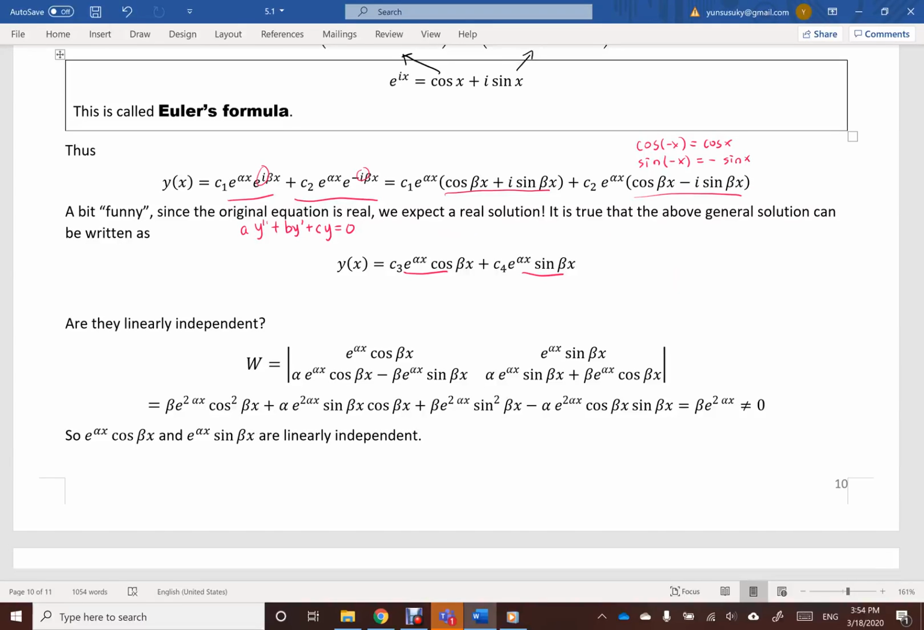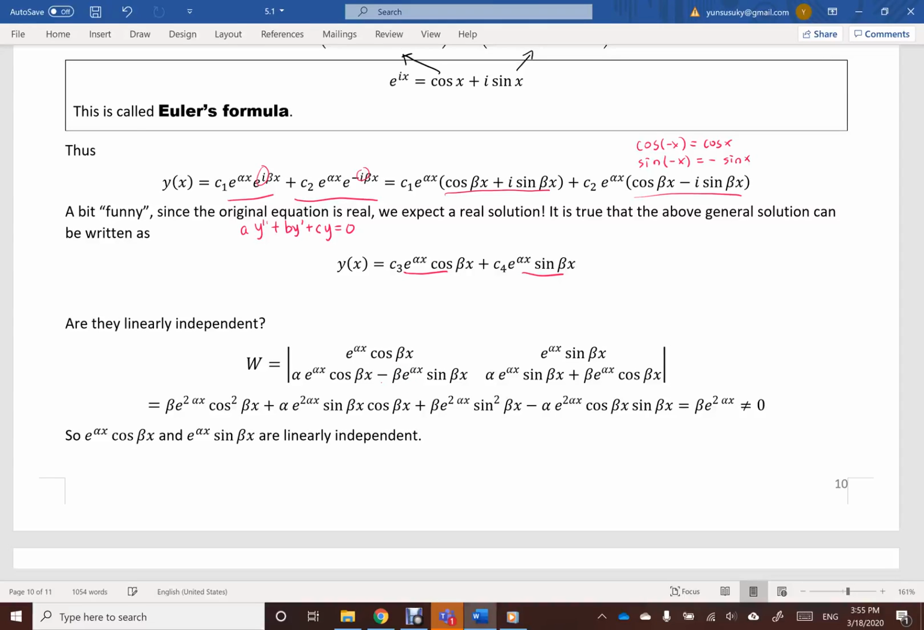Okay, so next we get two solutions. We want to show they are linearly independent. Then we can know that the general solution is a linear combination of those two solutions. How do we do that? First row, put down those two functions. Second row, take the derivative of them. So here we do the product rule. We have the first guy prime times second guy, minus the first guy times second guy prime. But the derivative of cosine is minus sine, and don't forget we have an extra beta there, okay?